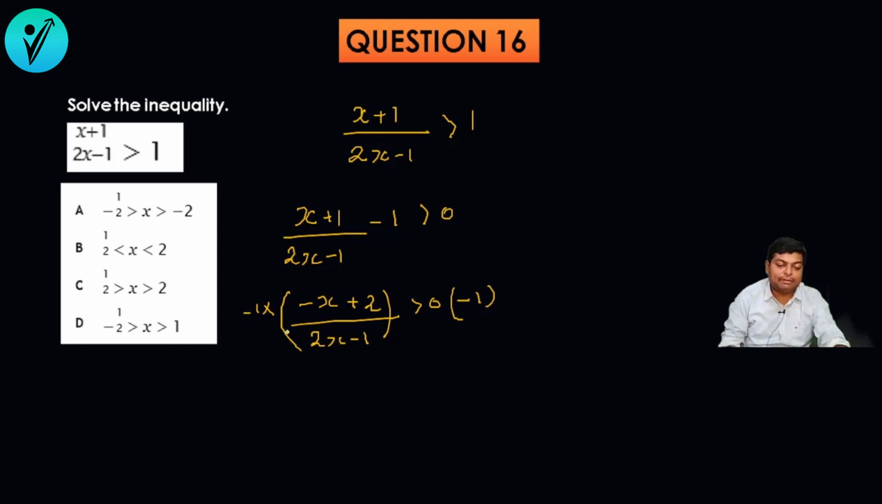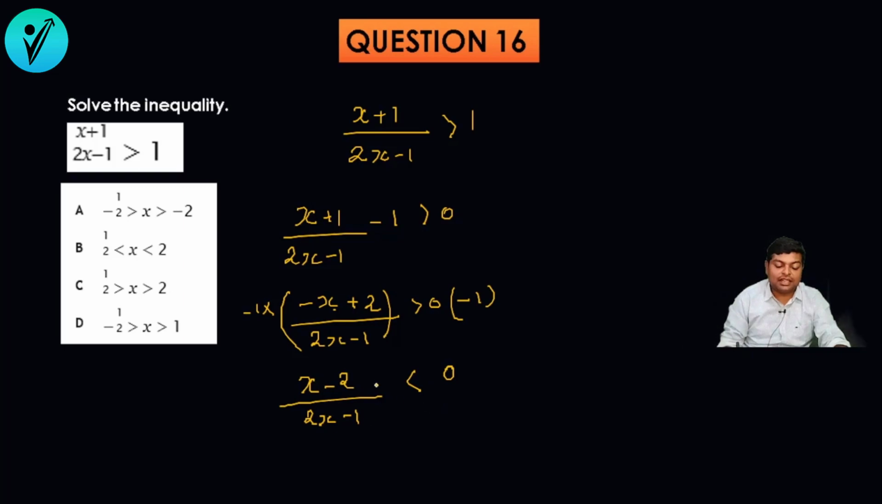Now why we are multiplying it by minus 1? Because the variable which is x, okay, and the highest degree of x is 1 here. This number, as it is having a sign of negative, so we need to make it positive. It's compulsion. So if you will multiply it by minus 1, it will become (x minus 2) upon (2x minus 1), but the inequality sign will now change. Earlier it was greater than 0, now it will become less than 0.